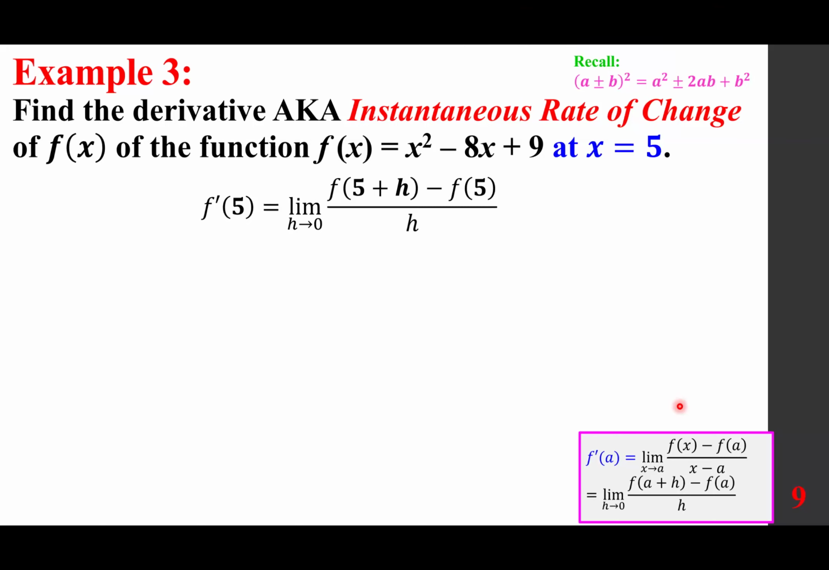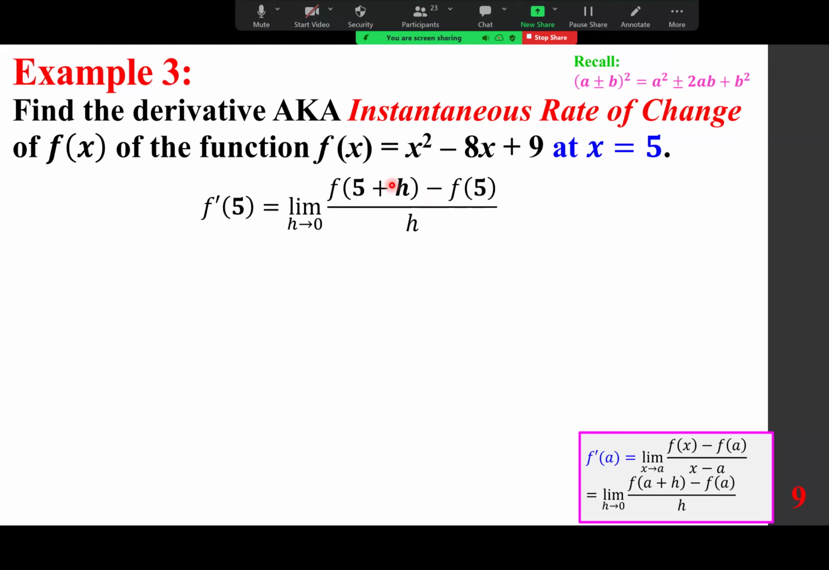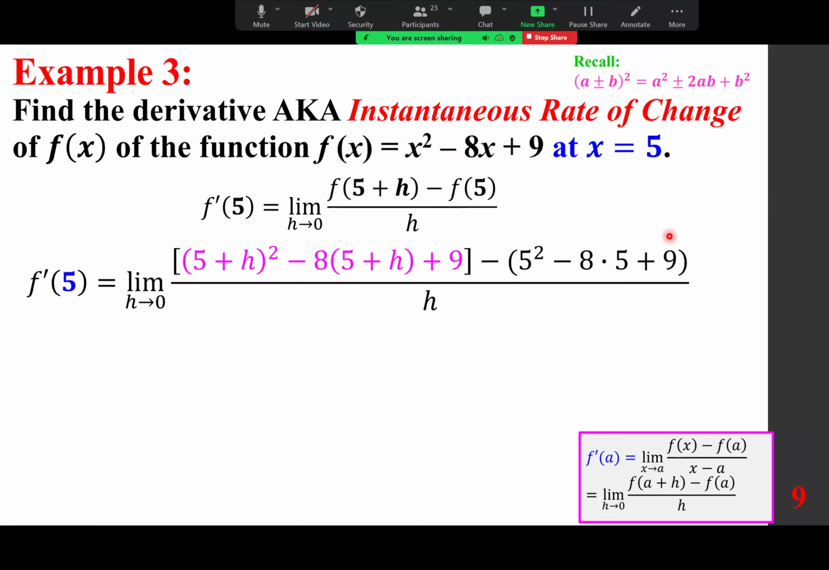So again, what you can do is write f of 5 plus h and simplify it. F of 5, simplify it. Their difference, simplify it over h, and then finally take a look. But I like to do all of it in one shot, which means f of 5 plus h, I'm going to put it into this, and I get 5 plus h quantity squared minus 8 times 5 plus h plus 9 minus f of 5, that means 5 squared minus 8 times 5 plus 9, and I separate them by parentheses or brackets.